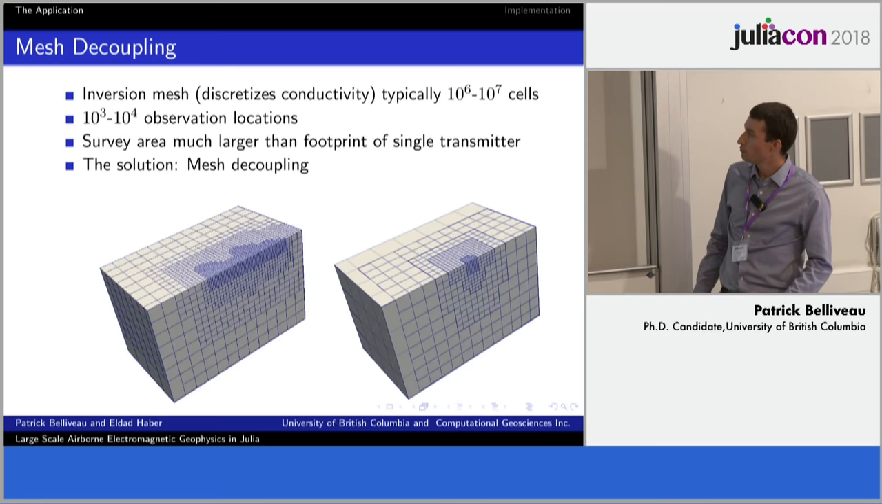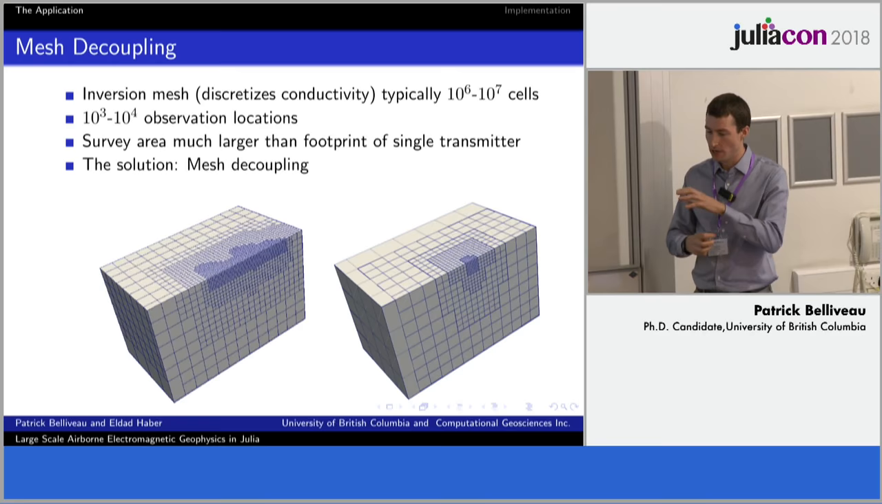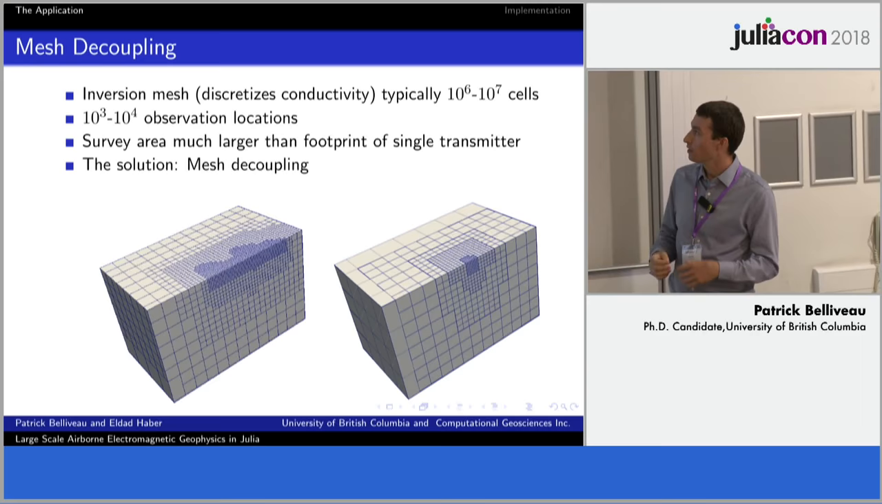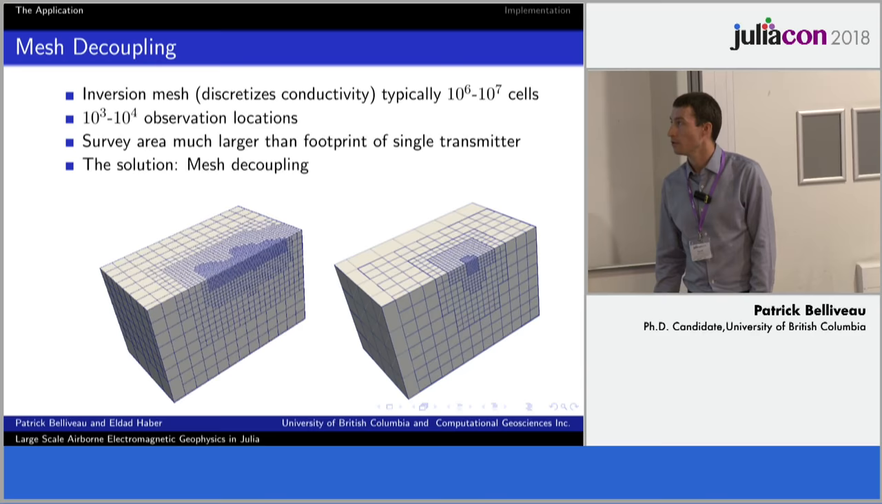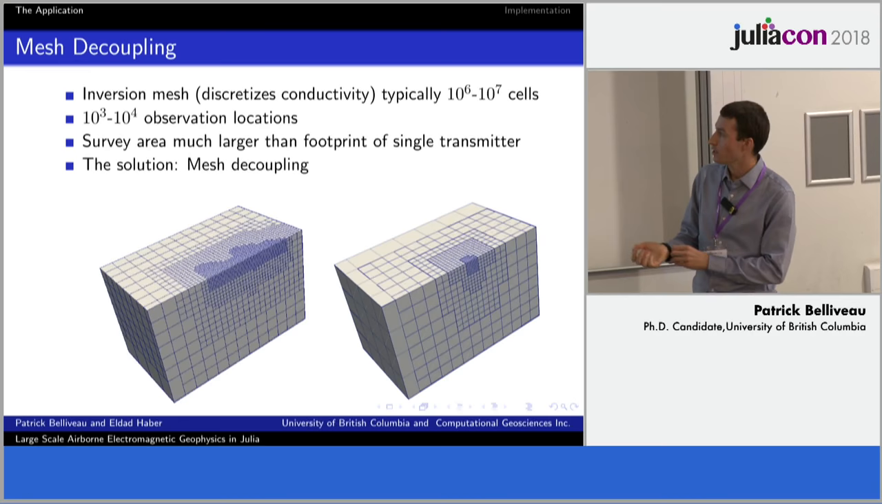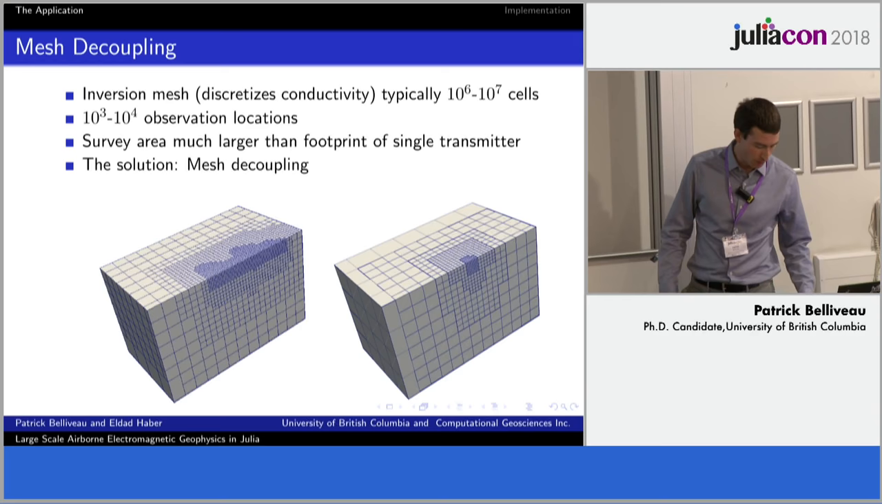In order to get enough resolution to map these variations in electrical conductivity and meet the application requirements, we quickly get to pretty big meshes, easily millions up to 10 million cells, and we tend to have thousands, tens of thousands of observation locations. That quickly gets to a point where this inversion or imaging mesh is much too large to actually run simulations on over and over again as part of an optimization procedure.